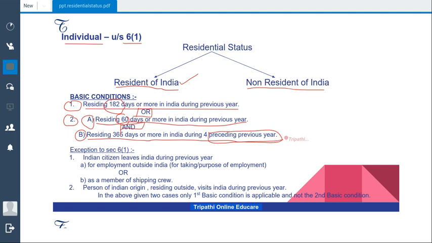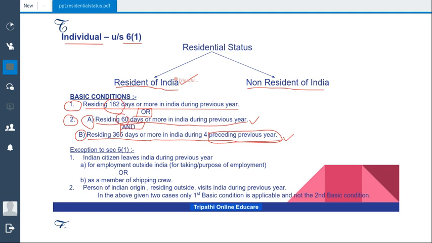So our previous year is 2016-17. That means all the years before 2016-17 will be termed as preceding previous years. So what the second part says is, you will have to stay in India for a minimum period of 365 days during the 4 preceding previous years. So if you fulfill both parts of the second basic condition, you will become resident of India.